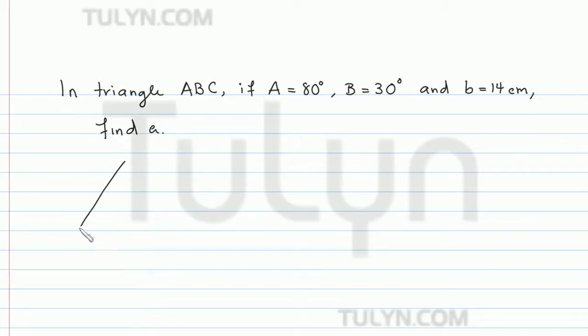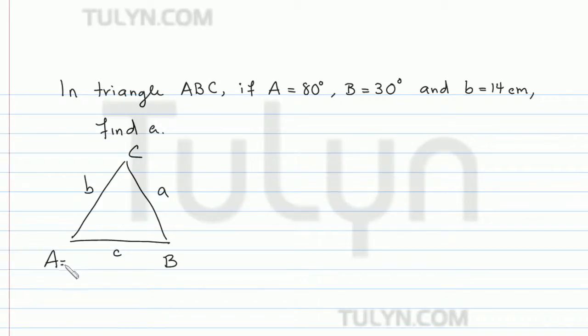So the first thing I want to do is draw my triangle so I can get an idea of what's going on. So I have angles A, B, C, and the way you write the sides is that you have them corresponding to the angles. So if this is angle A, then the corresponding side is going to be this. So side a, side b, and side c.